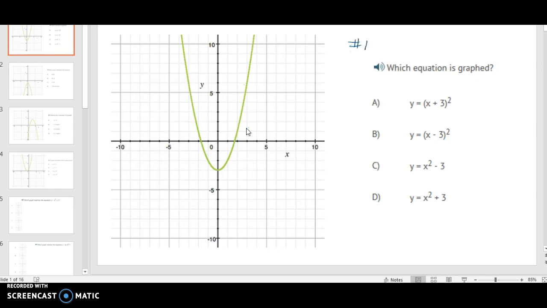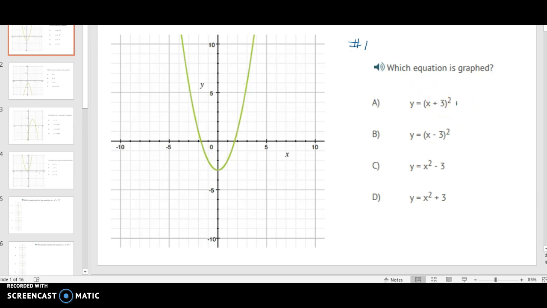All right, so this is number 1 for you. Which equation is graphed? So we have this, we know it's a quadratic, and then I look at my A, B, C, and D, and I'm like, okay, there's two things going on. A and B are in vertex form, and C and D are in standard form. So I have to figure out what information each form gives us and what information is on this graph. When it comes to vertex form, the easiest thing to find is the vertex.